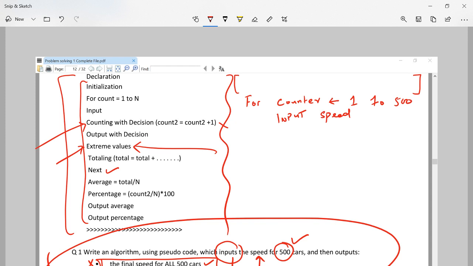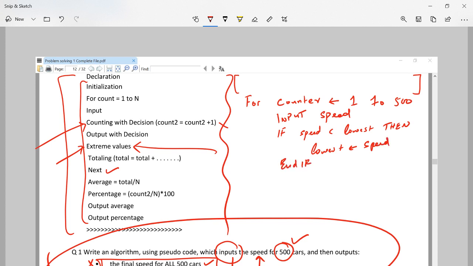So slowest speed, if we have inputted the speed, if speed is less than slowest or lowest, then lowest assigned to speed and if.